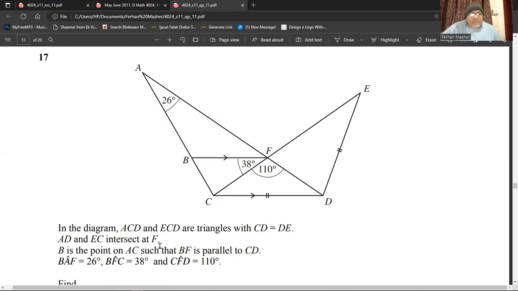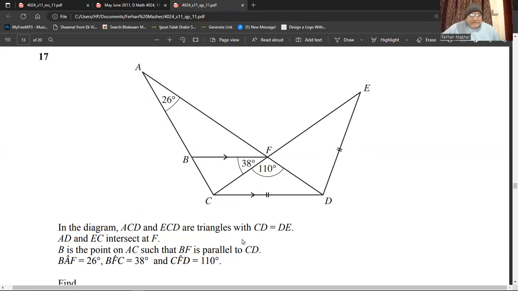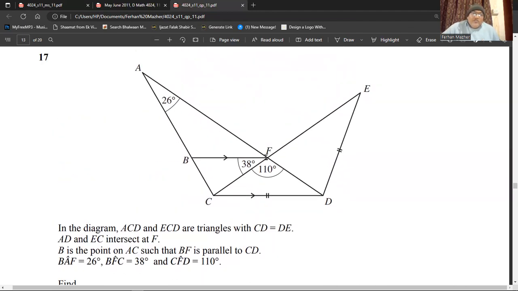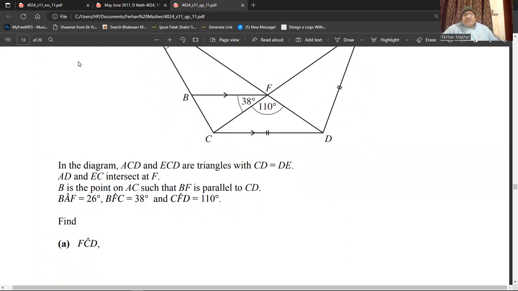So BAF, that angle is 26, BFC, this angle is 38, and CFD is 110. The first question is find FCD. So they want me to find this angle. This angle and this angle are alternate to each other. These are the parallel lines. This is the transversal line. So this 38 and this angle FCD are alternate angles to each other.